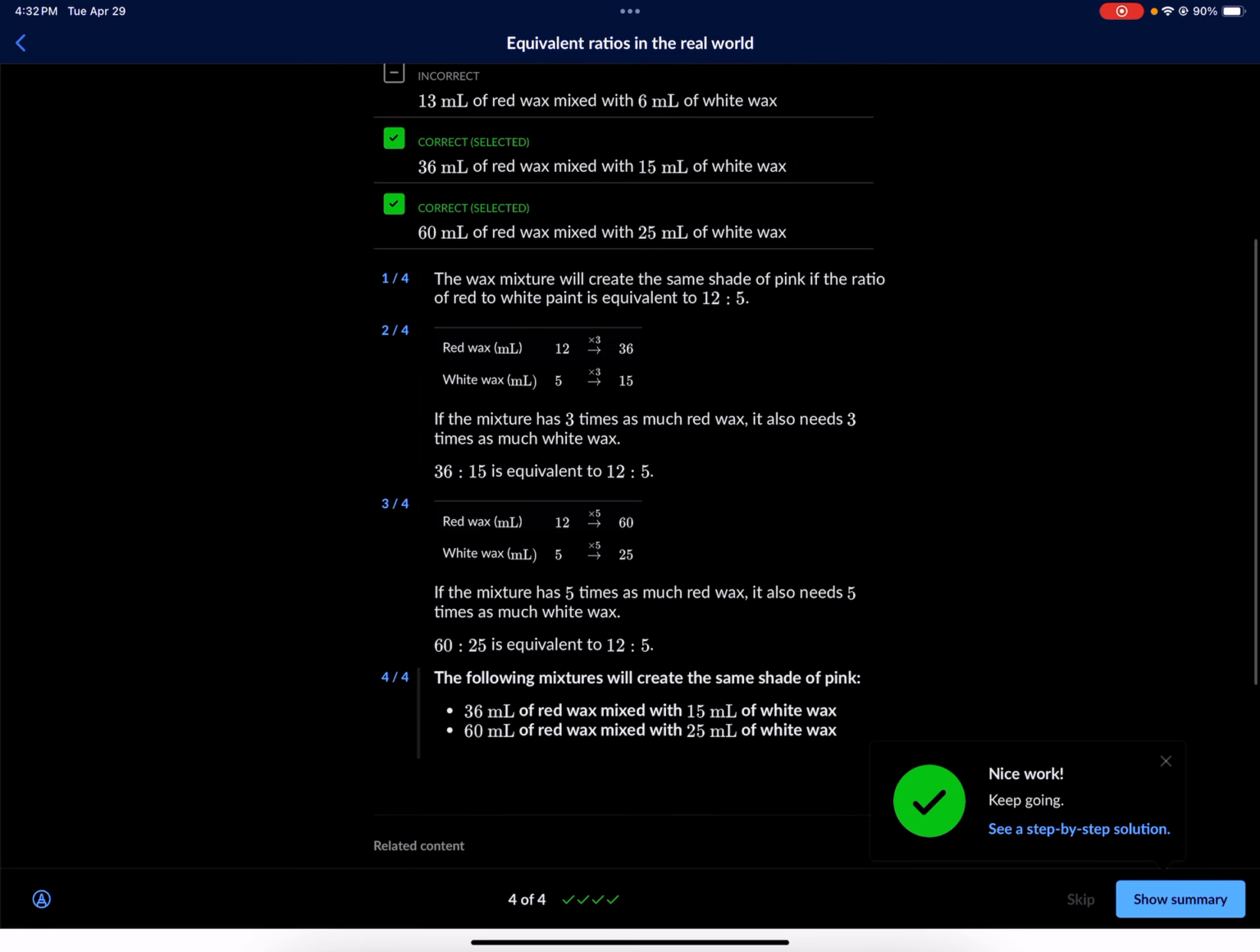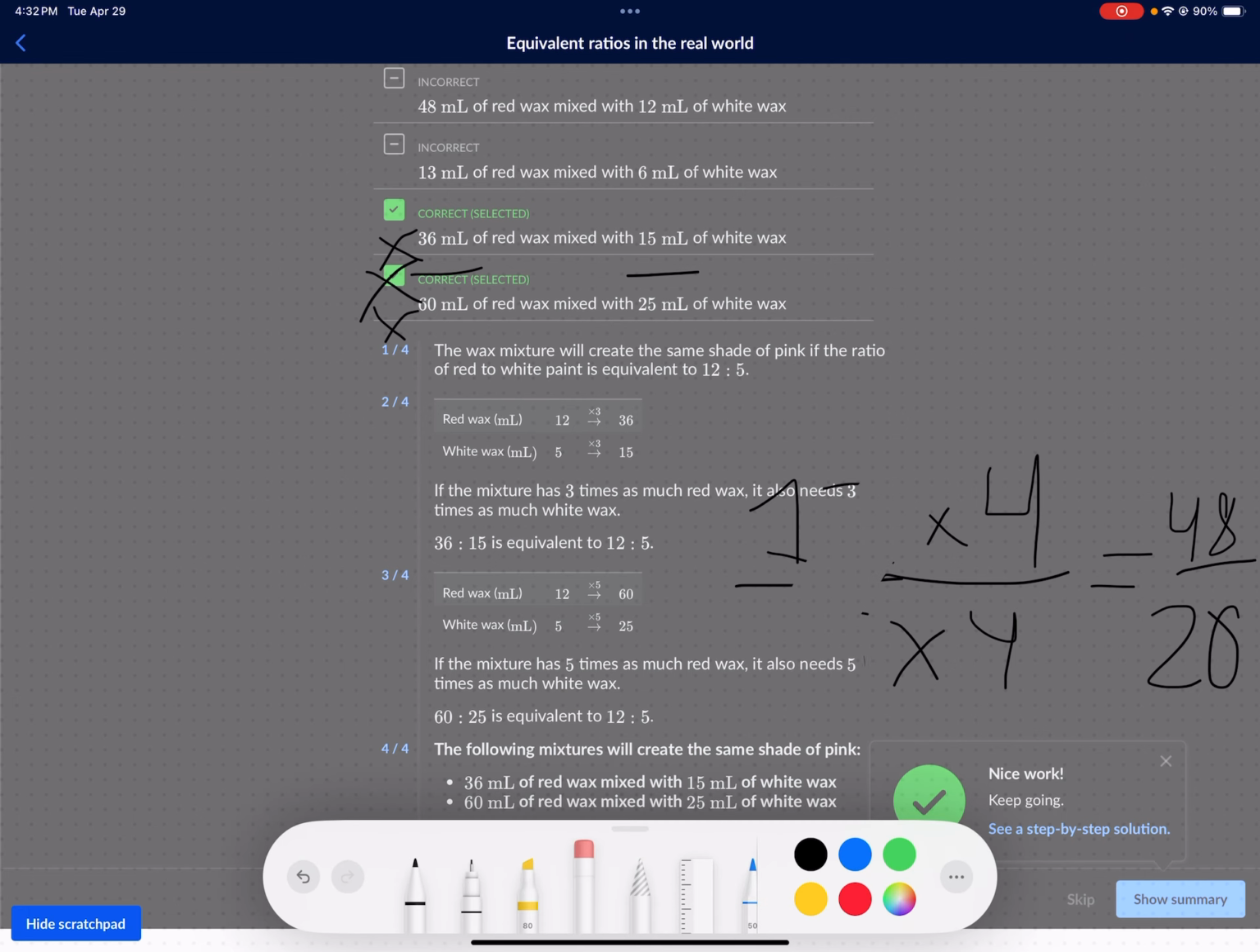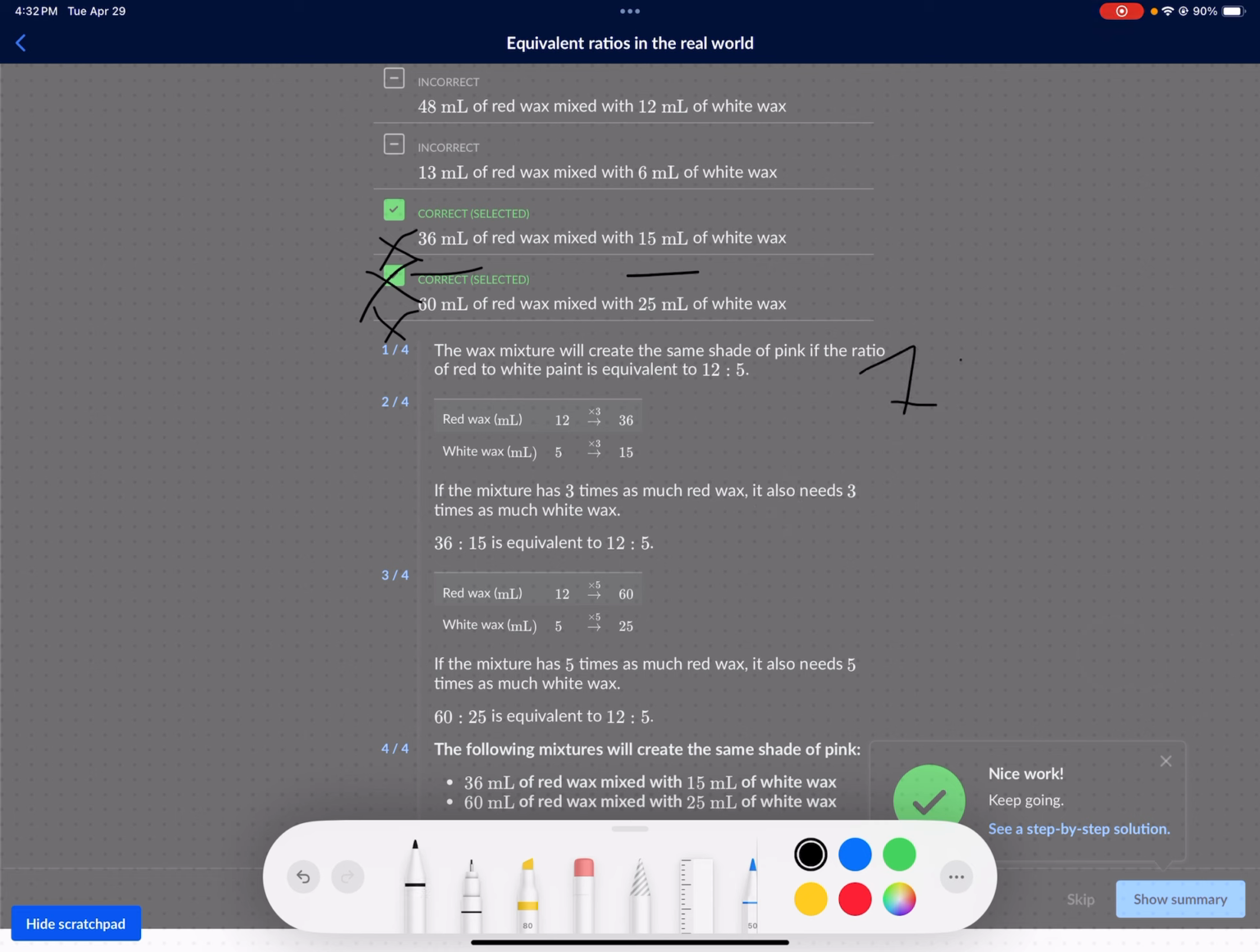And this is because we have 12 and 5, correct? So we have 12 times 3 is 36. And then 5 times 3, which is 15. And then we do another one. 12 times 5 and 5 times 5 equal to 60 and 25 respectively. So D and E are the best choices here.